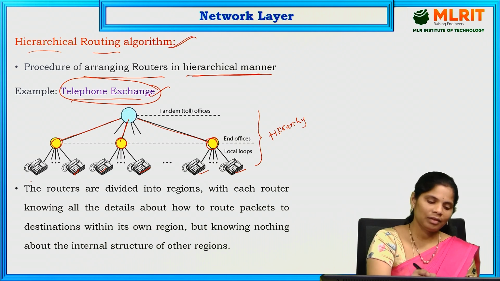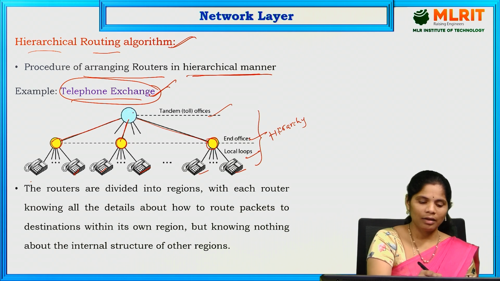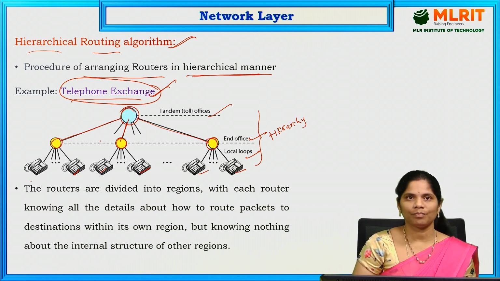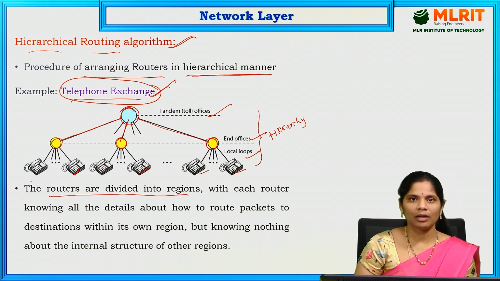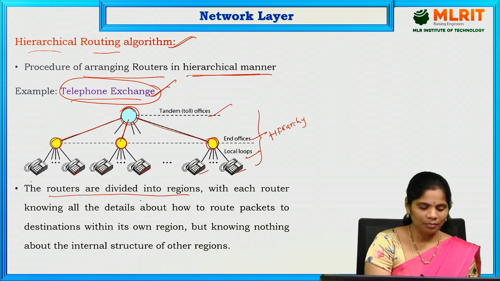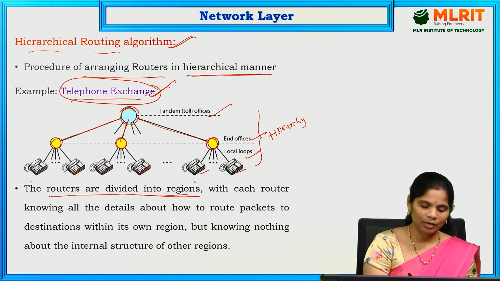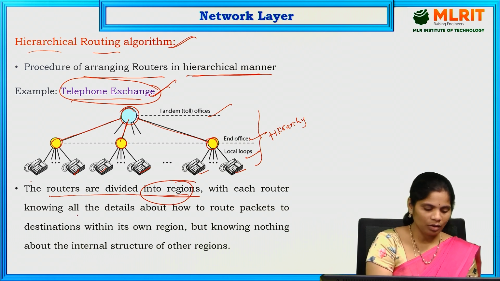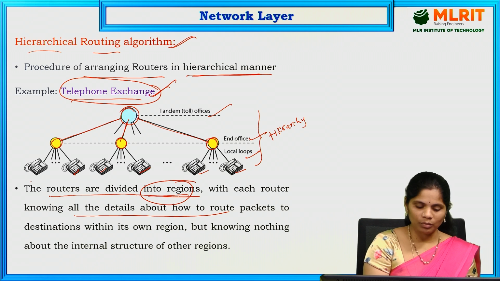This telephone exchange is an example of the hierarchical routing algorithm. The local loops, end offices, toll offices, and tandem offices are all arranged in a hierarchical fashion. That is why it is called hierarchical. So the routers are divided into regions. In this algorithm, whatever routers are there are divided into regions, with each router knowing all details about how to route the packets.